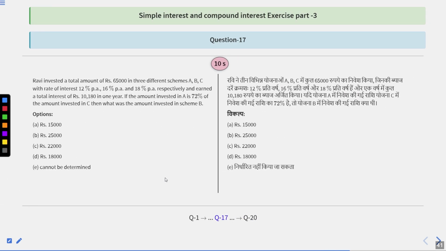Next one. Ravi invested a total amount of rupees 65,000 in three different schemes A, B and C with rates of interest 12% per annum, 16% per annum and 18% per annum respectively, and earned a total interest of rupees 10,180 in 1 year. If the amount invested in A is 72% of the amount invested in C, then what was the amount invested in scheme B? You have 5 options and 10 seconds to analyze the question. Your time starts now.